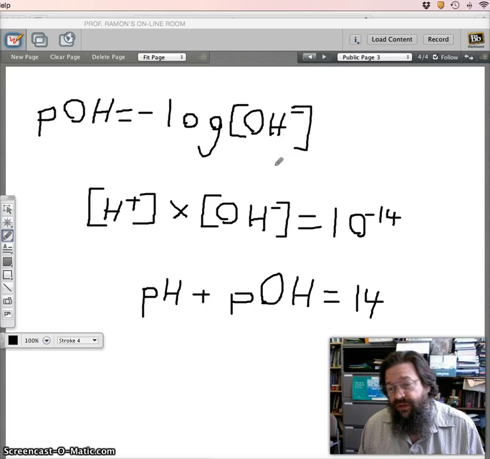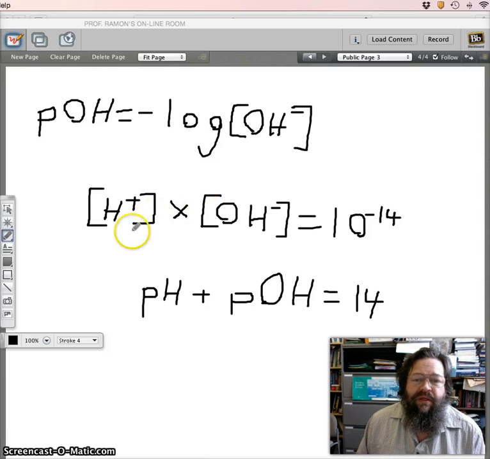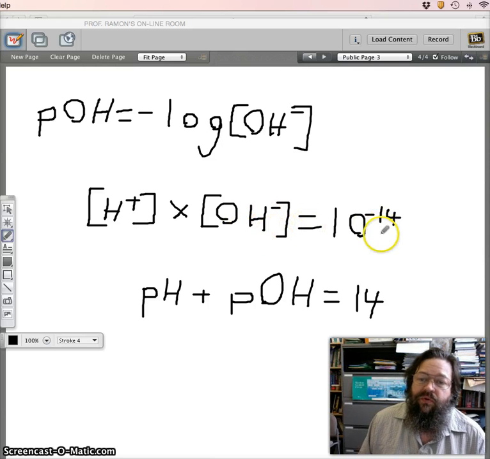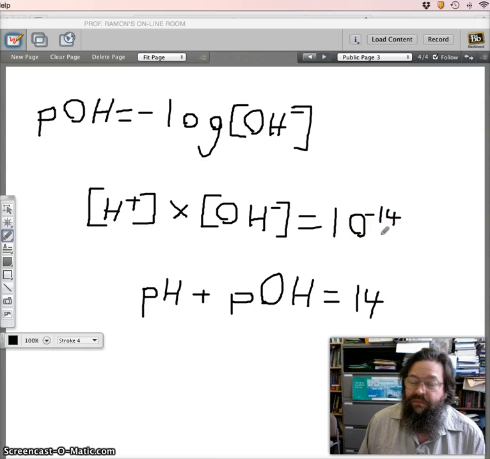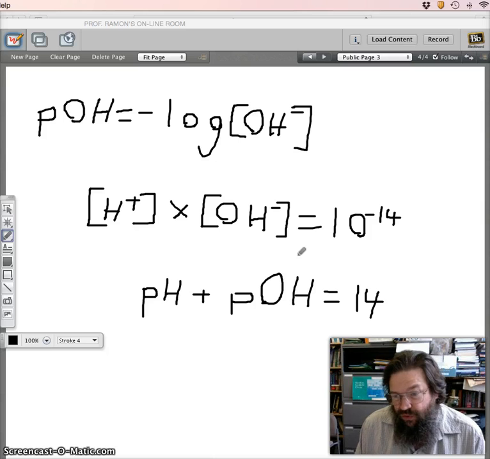And in doing the calculations that I want you to be able to do for the quiz, it's important for you to remember that the hydrogen ion concentration multiplied by the hydroxide ion concentration will always be equal to 10 to the minus 14 power. And that means that the pH plus the pOH will always equal 14. If you keep these in mind, then the math turns out to be really simple.